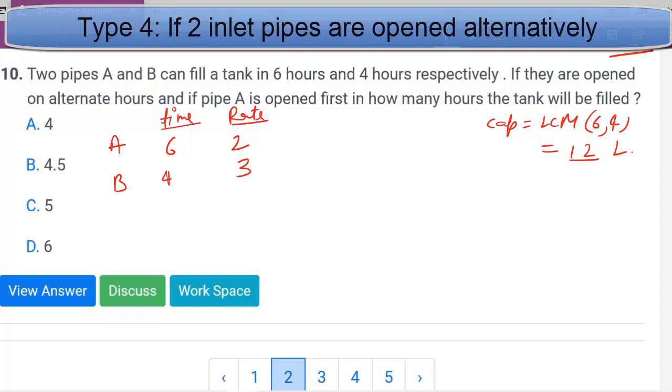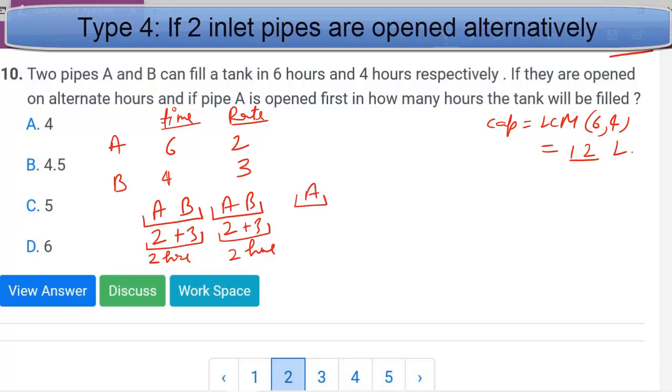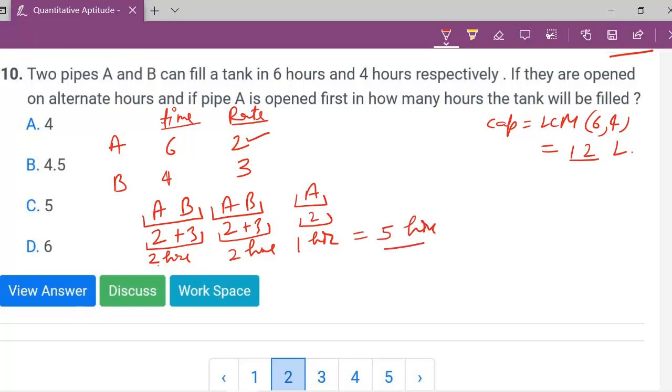So what is happening here, if they are opened on alternate hours, you're starting with A, so that means A and then B, in this way they are being opened. So A is filling 2, then B is filling 3, and again A is filling 2 and B is filling 3. So 2 plus 3, that means 5 liters is filled in 2 hours, and the next 5 liters is again filled in 2 hours. So 10 liters is filled. After that 2 liters is left, so that will be filled by A alone in 1 hour, because A is filling 2 liters per hour, right? So 2 hours plus 2 hours plus 1 hour, that is 5 hours will be the total time. The same has been asked, so answer is C. Let's go to the next question.